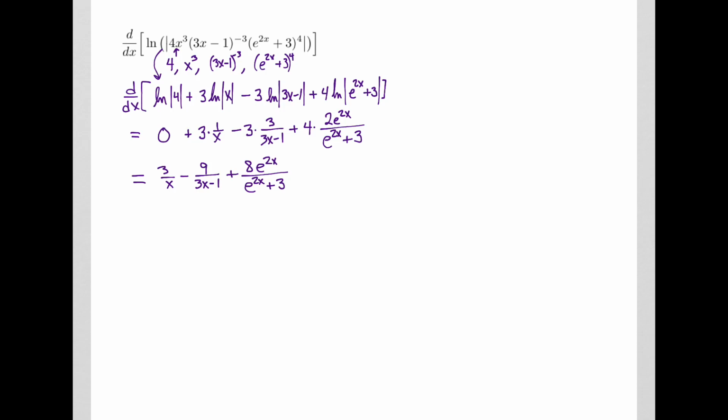Well, here we go. So the natural log of 4 is a constant. There's no variable dependence, so its derivative is 0. Constant multiple 3 times 1 over x. Constant multiple of negative 3 times 1 over u times du/dx. Plus 4, that's my constant multiple, 1 over e to the 2x plus 3 times the derivative of e to the 2x plus 3. And then I've just simplified. All right. So far, so good. Awesome.